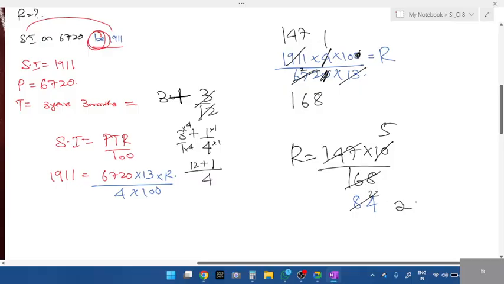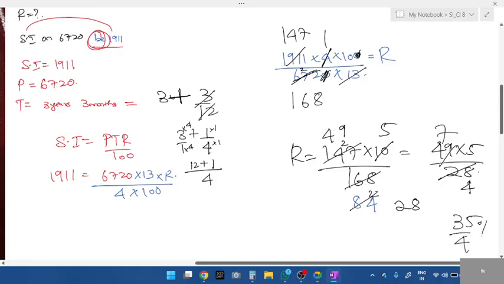3 twos are 6, 28. 3 fours are 12, 49. Right? Then which times table? We have 49 into 5 divided by 28. Which times table can I use for 49 and 28? Very good, the 7 times table. 7 fours are 28, 7 sevens are 49. We have 35 divided by 4 percent.